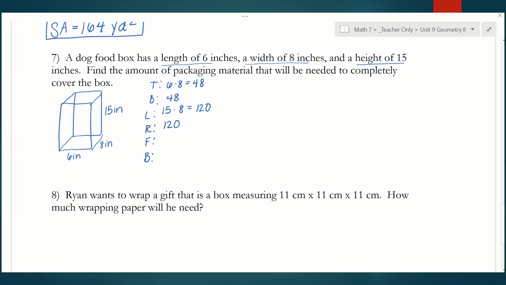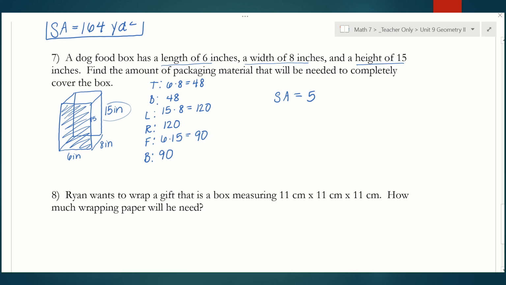And then the front and the back, I will kind of highlight this one for you. So the front is right here. And if I know this is 15, so is this. Okay, so 6 by 15 is my front and back, which is 90. Okay, so let's add all those up.